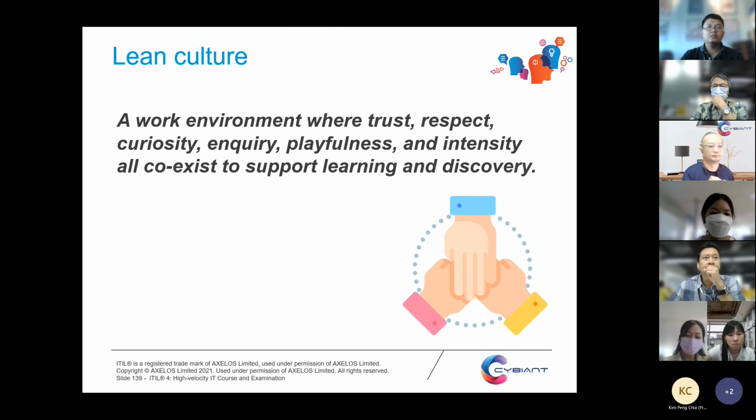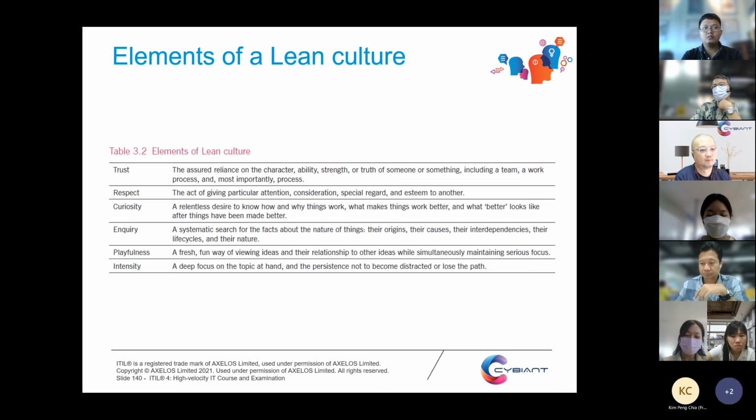Culture. Definition. Trust, respect, curiosity, inquiry, playfulness, and intensity all support learning and discovery. So you are actually suggesting people adopt a lean culture. Let's look at a little more definition. What is trust? What is respect? What is curiosity? What is inquiry? What is playfulness? What is intensity? This table here explains the definitions.